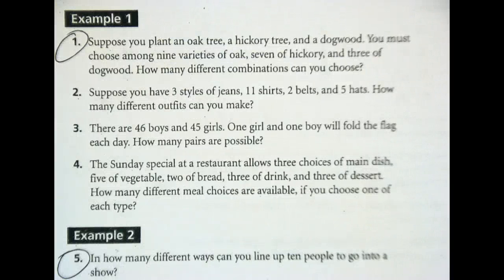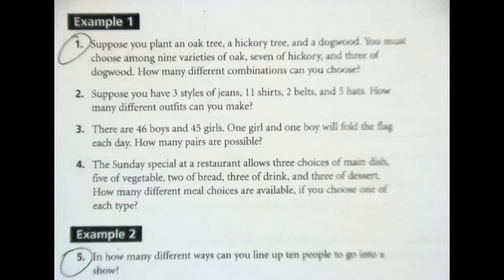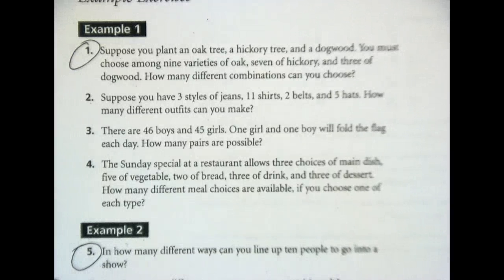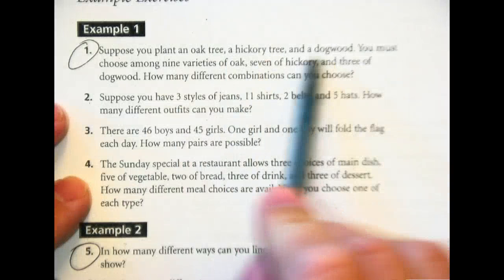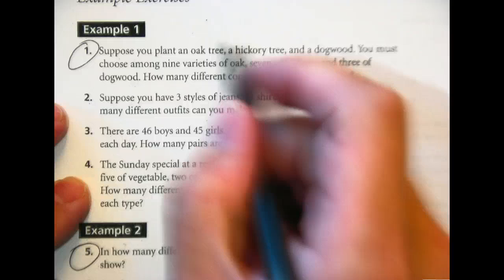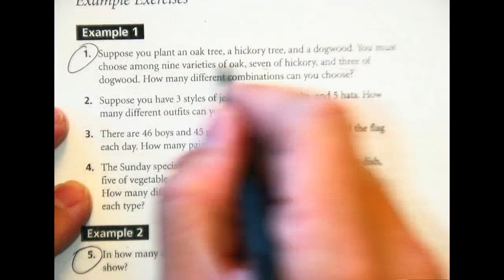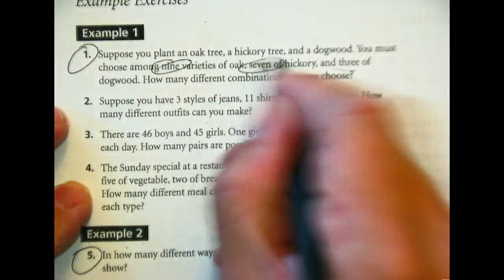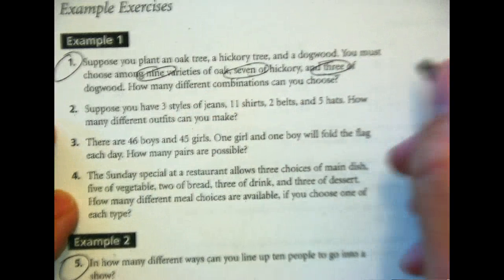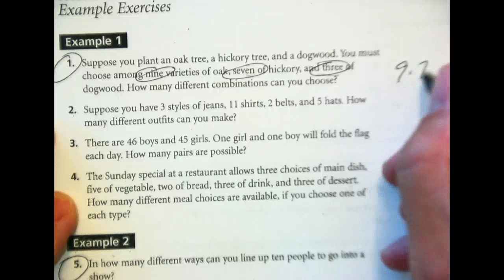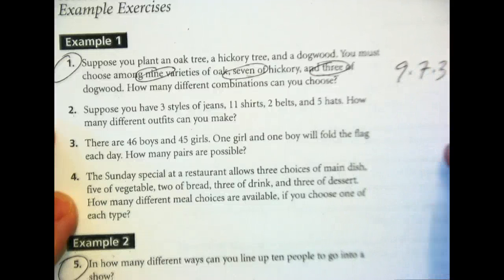What are we doing on number 1? Parker: Multiplication counting principle. Good. Yes, multiplication counting principle. You have different choices. You plant an oak, hickory, and dogwood. You must choose among 9 varieties of oak, 7 varieties of hickory, and 3 of dogwood. So you have your 9, your 7, and your 3. So it's 9 times 7 times 3. And that gives you your solution.